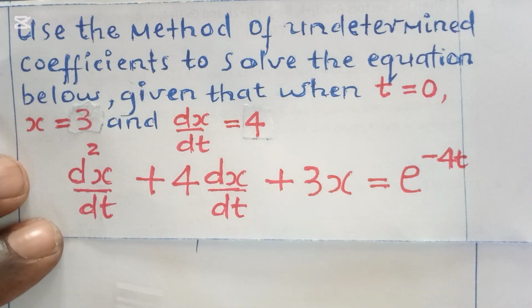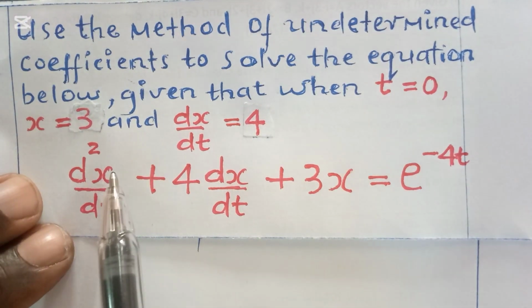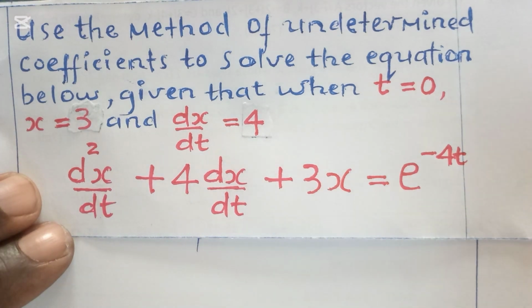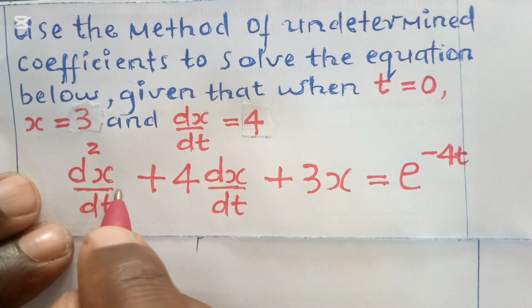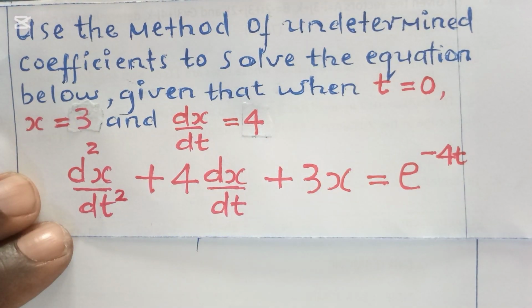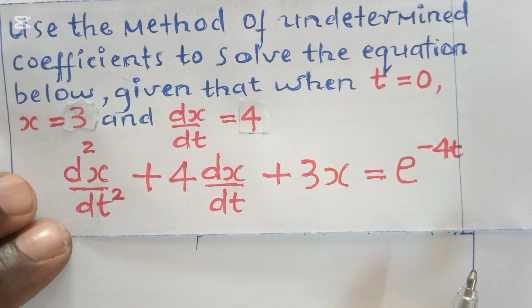And guys, here is our differential equation, which shows that this is a second order equation. We are supposed to have even a 2 here, I've omitted a 2 there. This is a second order differential equation. So guys, let's go into it and do what we can do.